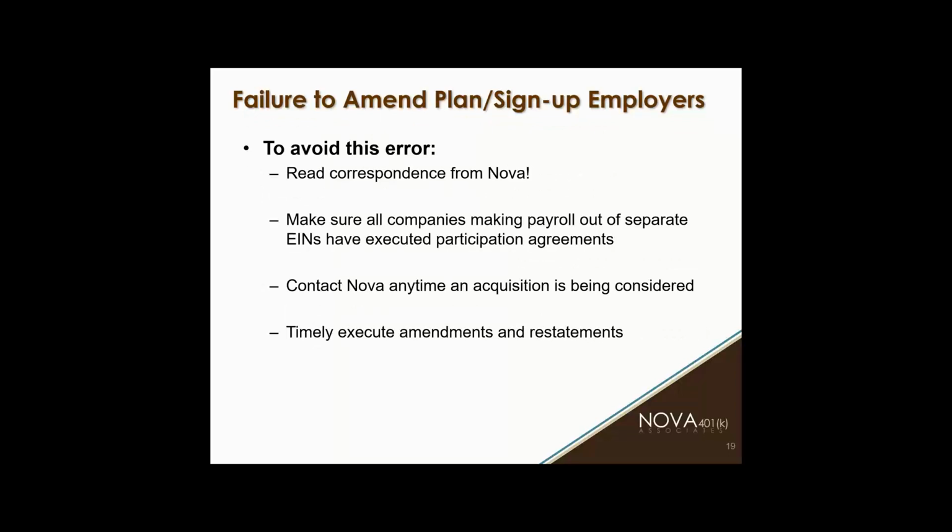So again, I just talked about this, how do we avoid the amendment issue? Just make sure you're reading all the correspondence, and we'll do a lot of follow-up. But also, in terms of the participation agreements, that is something that we would amend your plan for. If for some reason you're aware of either a sale of your company or you're purchasing another employer, you need to call us as soon as possible so that we can consult with you about what effect that might have on the plan, right?